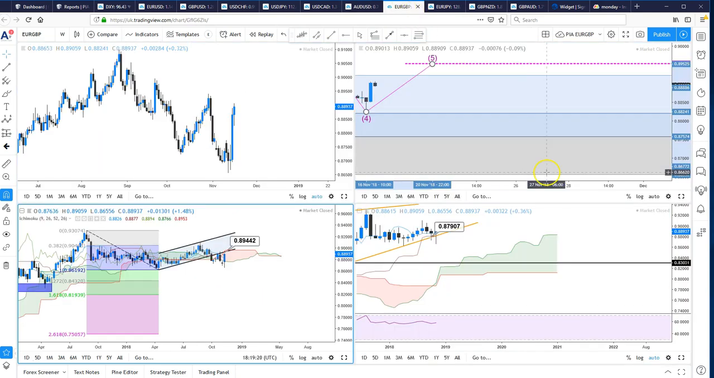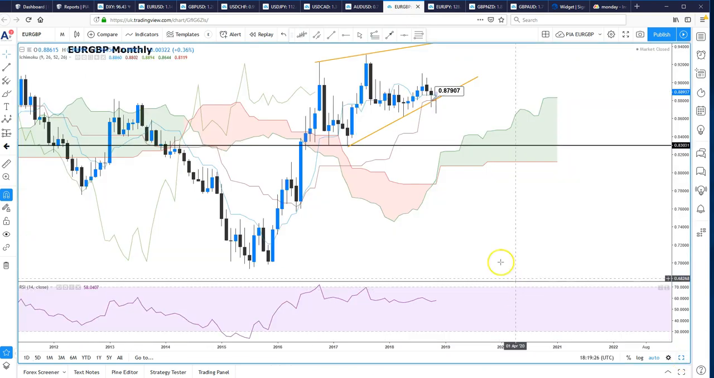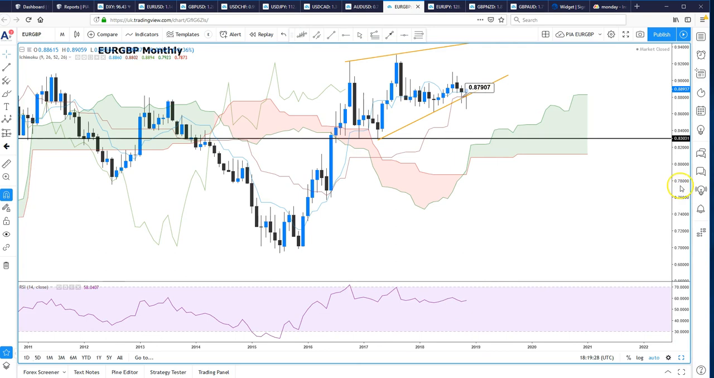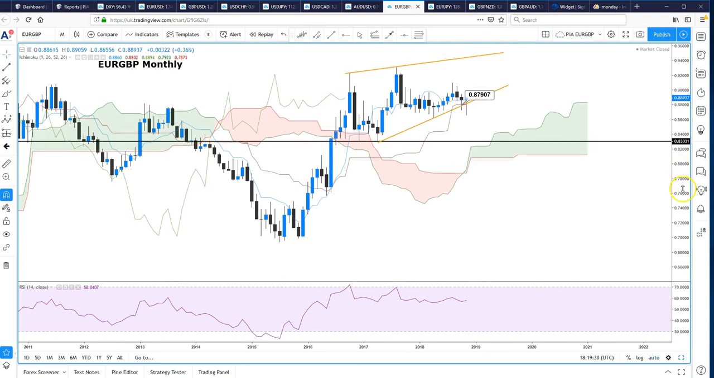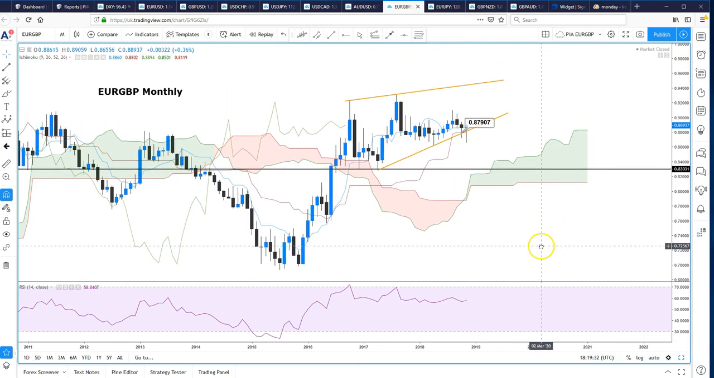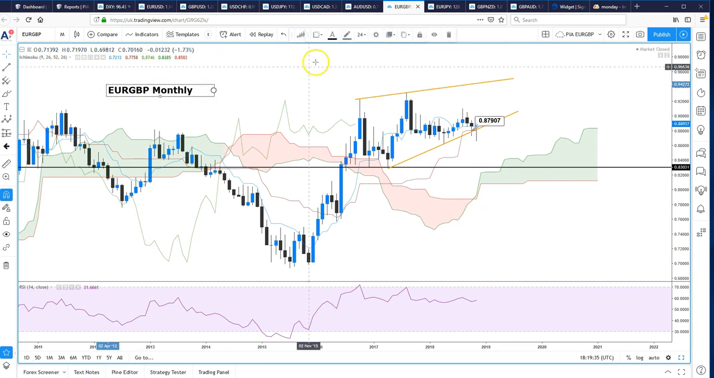Euro sterling, obviously extremely volatile with the Brexit news. Let's have a look at this time frame first. Actually, this is the monthly chart. We've got another 13 days of this month to play out.